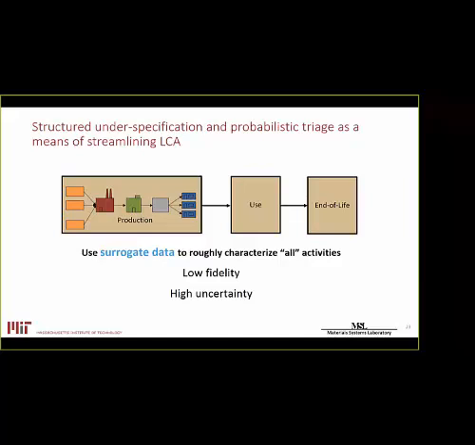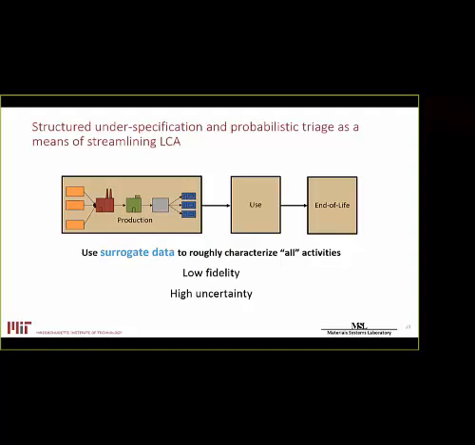And the whole idea behind these is to be able to streamline life cycle assessments. And when I say streamline, I mean we make the process faster, but we maintain the effectiveness or the quality of the outcomes. We're not limiting the scope or anything like that. And the way that we do it is we use what we call surrogate data to roughly characterize all activities. So we call this low fidelity or high uncertainty. So you can just be very generic in the beginning.